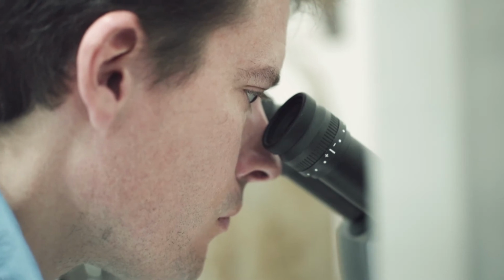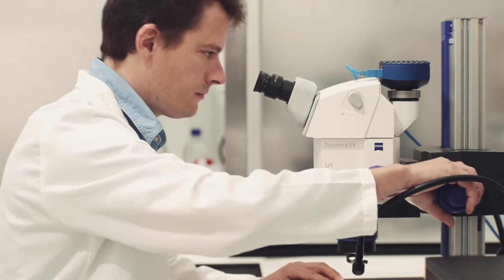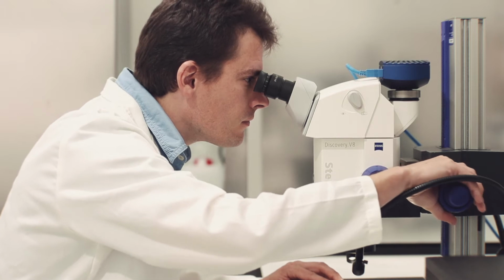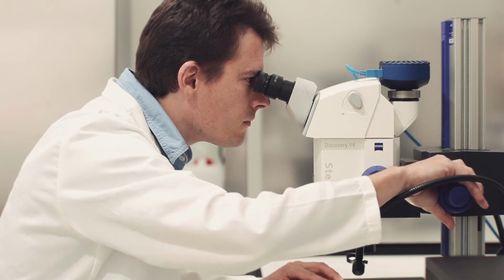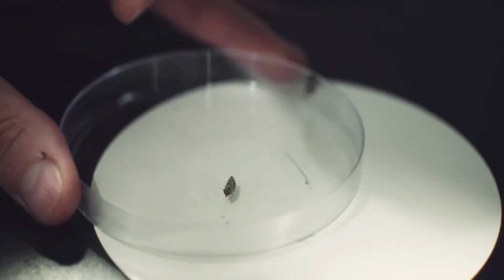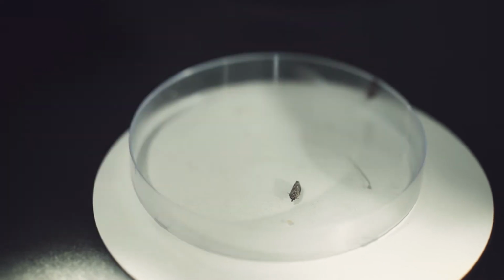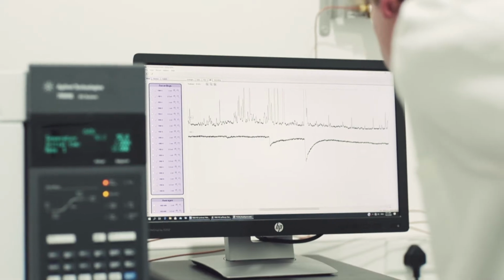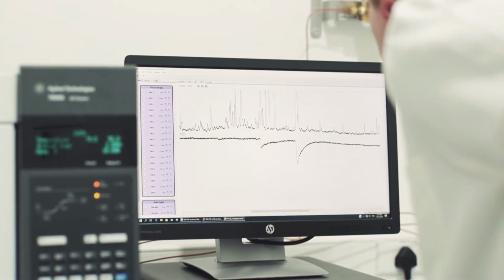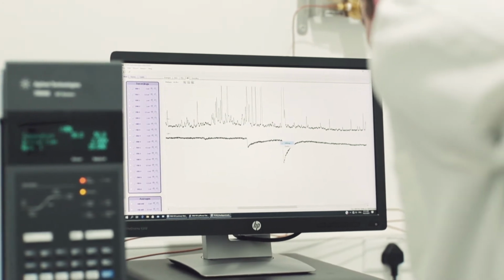My name is Dr. Marc Bouwer. I'm an analytical chemist here at Insect Science. I specialize in the field of chemical ecology, and my role in the company is to develop new products and to improve our current products. Basically, what I do is I try and isolate pheromones from insects, and then I try and identify the compounds.